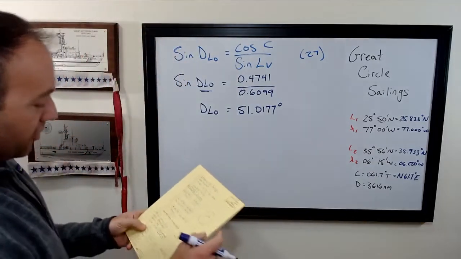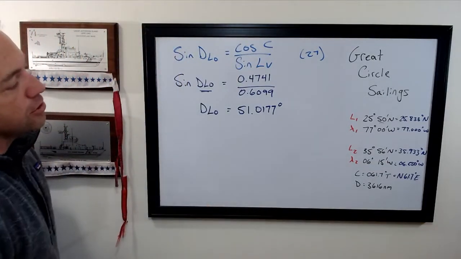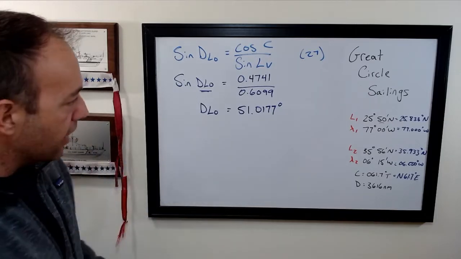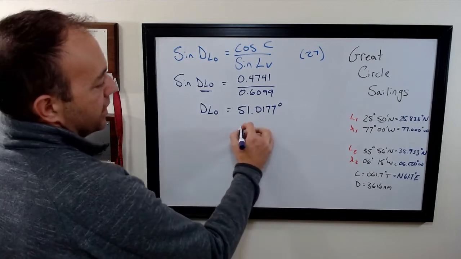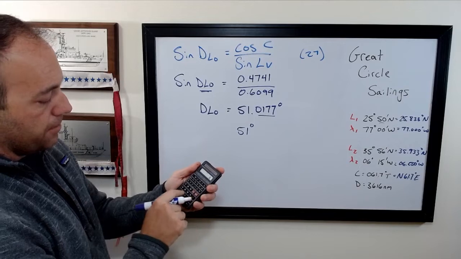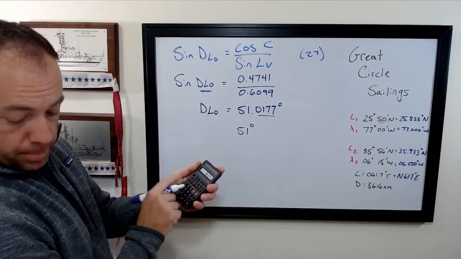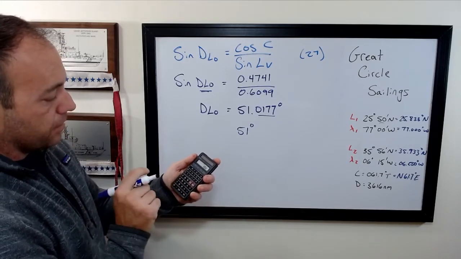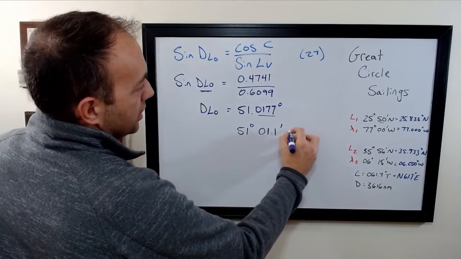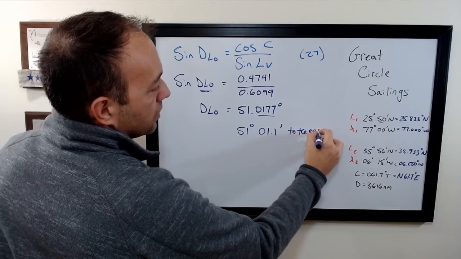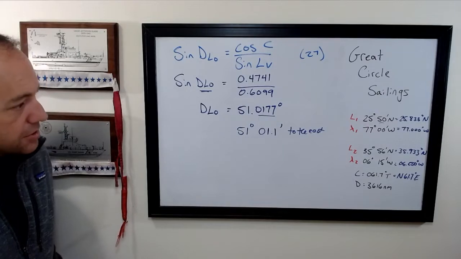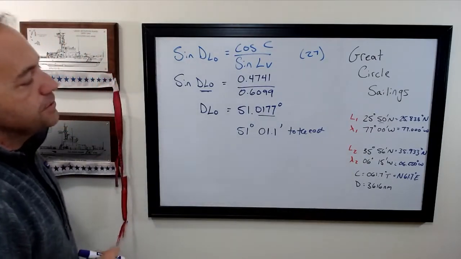Appreciate it. Okay, so our difference in longitude is a number of degrees, but that's not super helpful when we're trying to figure out an actual position. So it's 51 degrees, and we're going to turn that into minutes. So it's 51 degrees and 1.1 minutes to the east. We said that initially, our initial course was 061.7, so 51 degrees to the east.